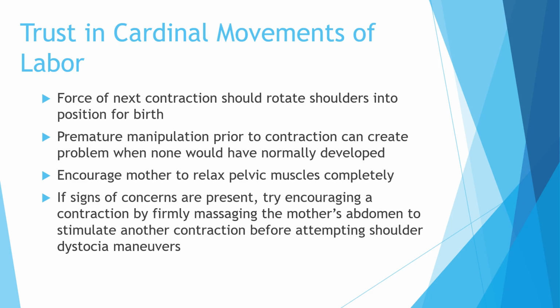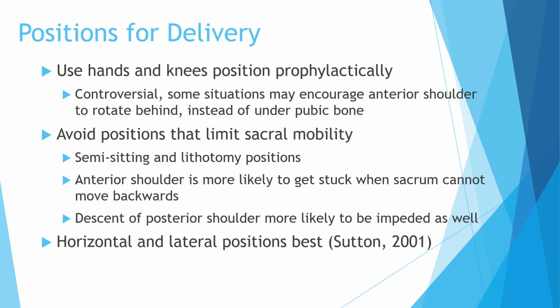Encourage the woman to relax her bottom, those pelvic muscles, be in a good position. Hands, knees, squatting are great positions for preventing shoulder dystocia and helping with shoulder dystocia. If signs of concern are present, try encouraging a contraction by firmly massaging the uterus. The mom can do nipple stimulation as well. And then you can get the baby to deliver with the next contraction.